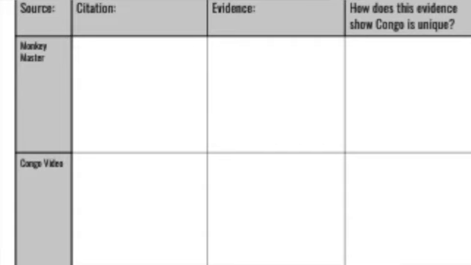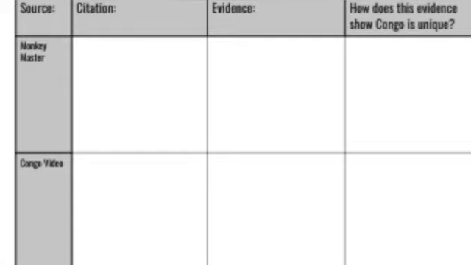The next part is where you watch a video about Congo, the monkey, the chimpanzee. And you find evidence from that video to support why you think he was unique. So watch the video and then find some evidence, find something. Where it says citation, you're going to put the minutes and the seconds of the video, or you can just say in the video and use the video's title for the citation.